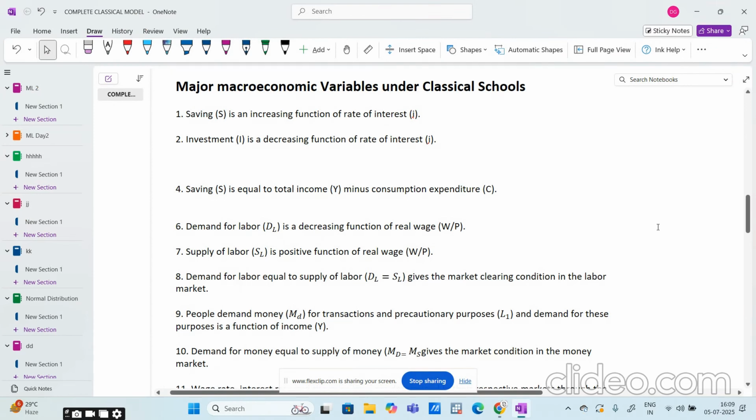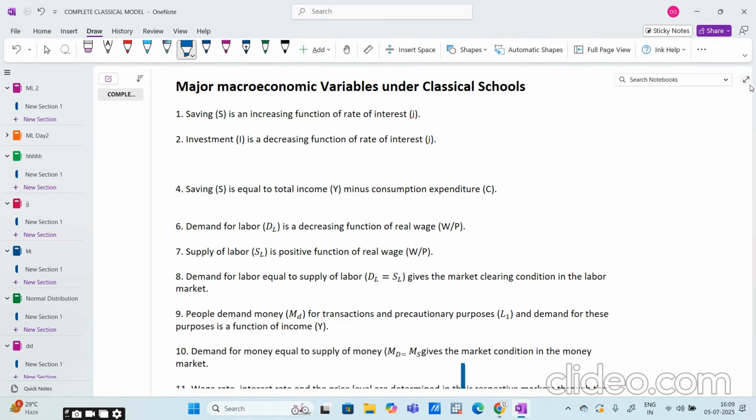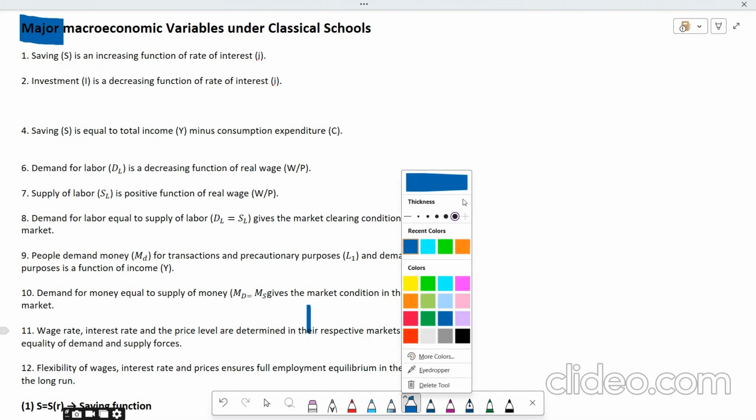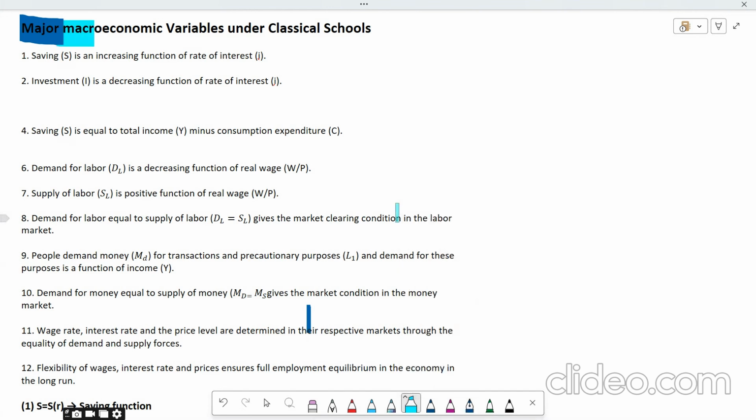Good afternoon. This is the second class of the complete classical model, and in the previous class we discussed the assumptions of the complete classical model. Now in this class we are going to discuss the major macroeconomic variables under the classical school. Then we are going to derive the model graphically and mathematically as well.